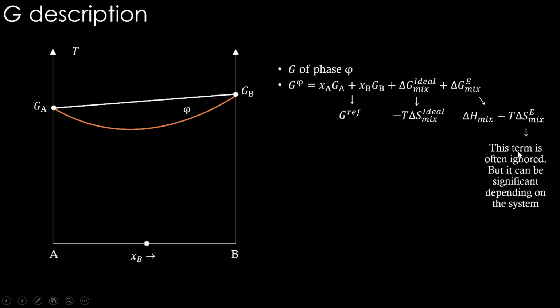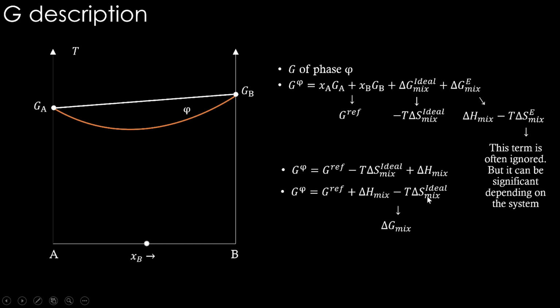This term is often ignored, but it can be significant depending on the system. You need to keep that in mind. So if it is ignored, we can write this equation like this: G reference minus T delta S mix ideal plus delta H mix. This is how Gibbs energy of a phase is represented. Okay. G, reference state G plus delta H minus T delta S. Delta H mix minus T delta S mix ideal is the delta G mix.